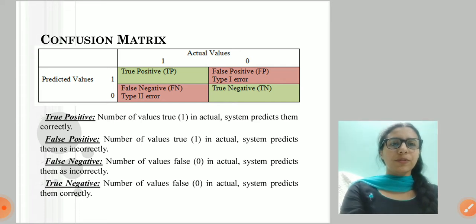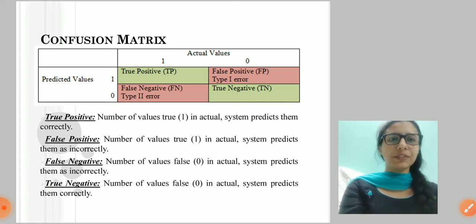So false positive is also known as a type 1 error, and false negative is known as a type 2 error. The fields in the diagonal are the most accurate values predicted by the model, that is the true positive and true negative. And our main aim here for binary classification is to reduce the type 1 error and type 2 error, whereas to maximize the values of true positive and true negative to get the best performance of the model.